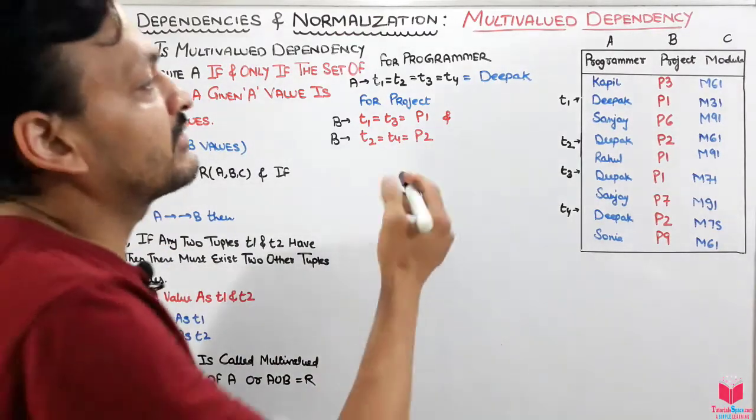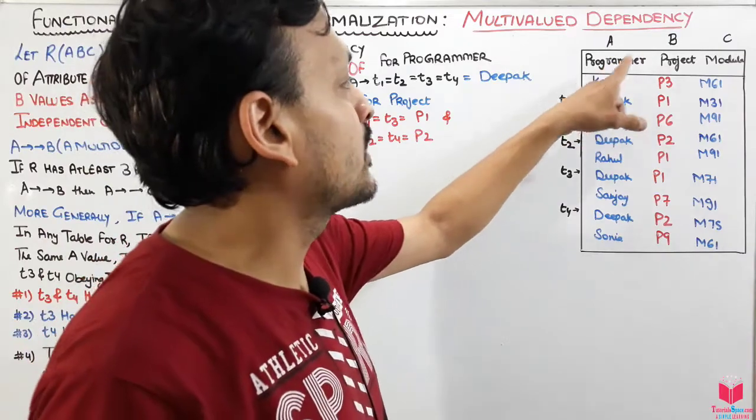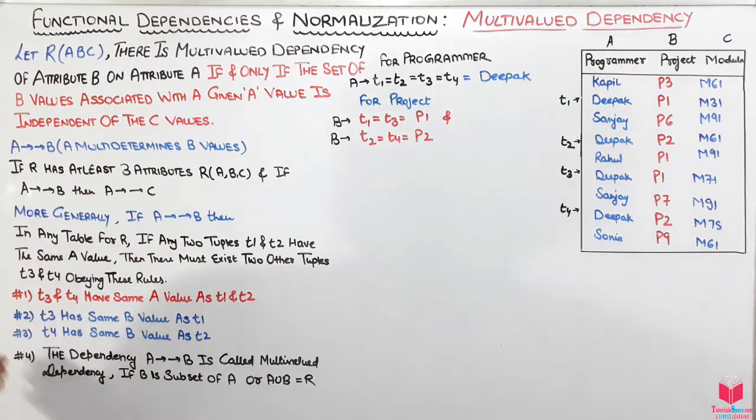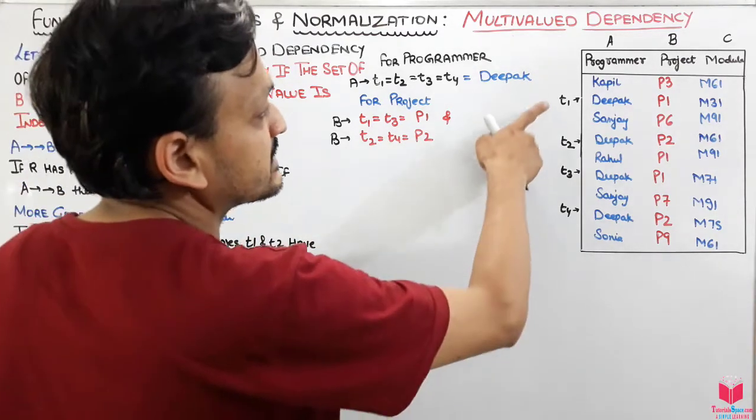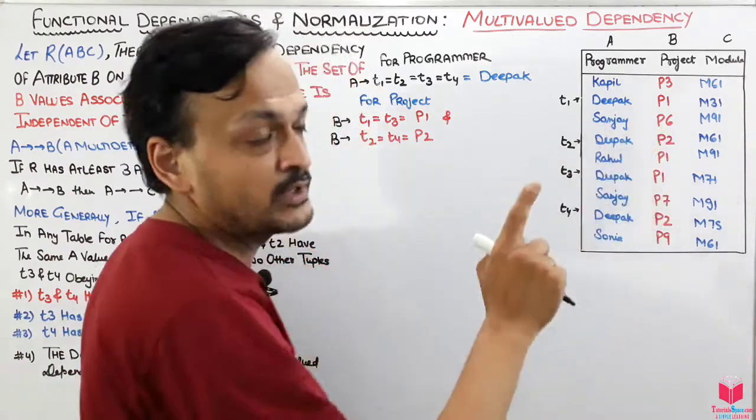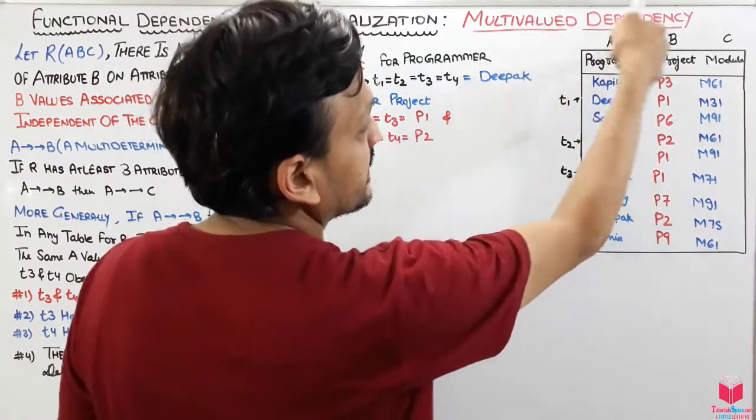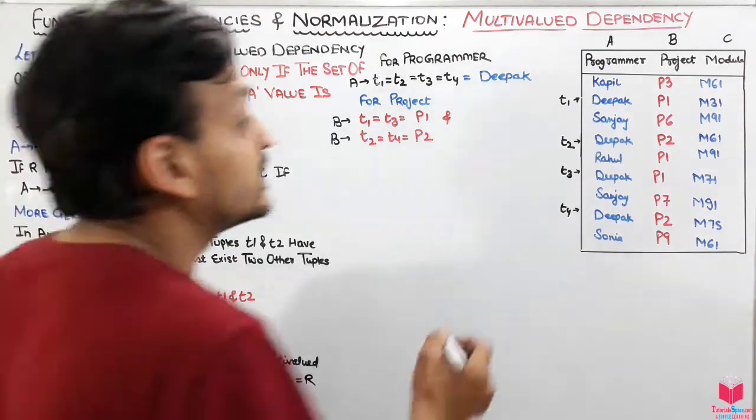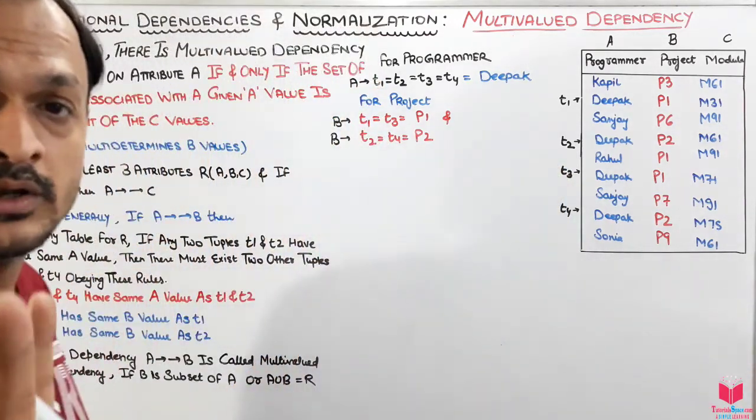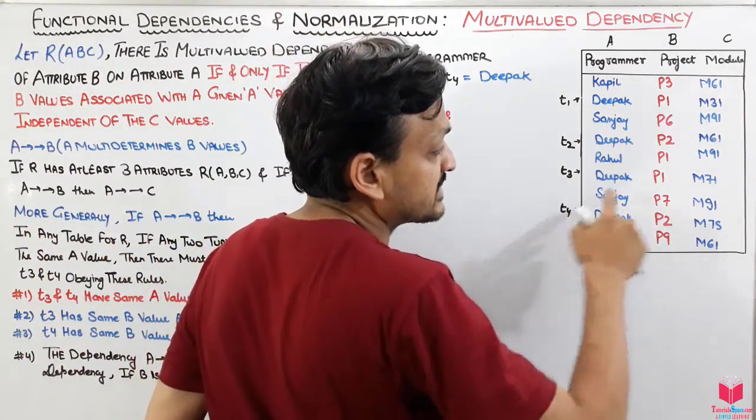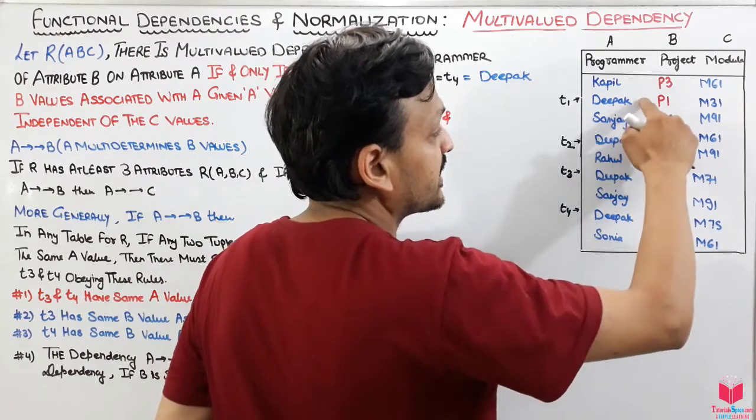See, we have a table here. There are 3 attributes: programmer, project, and module, and we have the respective values. Now we will prove these points. For me this is T1 and this is T2, because here is Deepak, two tuples have the same value of A. Let's imagine it is A, B and C. Now it says that there must be a T3 and T4 which have the same A value as T1 and T2. So there is T3, which has the same value Deepak as T1 and T2.